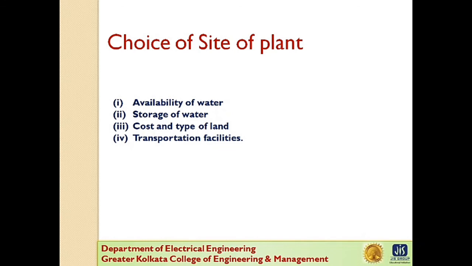Last one is the transportation facilities. Now, the site selected for a hydroelectric plant should be accessible by rail and road, so that necessary equipment and machinery could be easily transported. So, from the above points, it is clear that the ideal choice of a hydropower plant is near a river in hilly areas where a dam can be conveniently built and a large reservoir can be obtained.